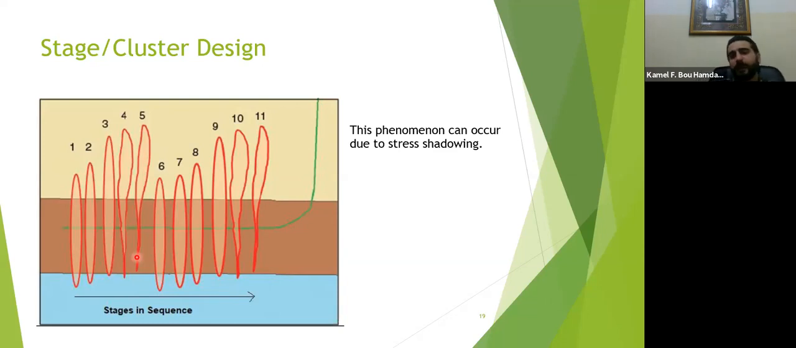The same thing happens with the clusters. So we have, let's say, 5 clusters per stage, and some clusters might have limited entry. So the perforations might not be as open as the others, and you might also get something like that within the clusters. So somewhere we might have fractures propagating more than the nearby clusters.